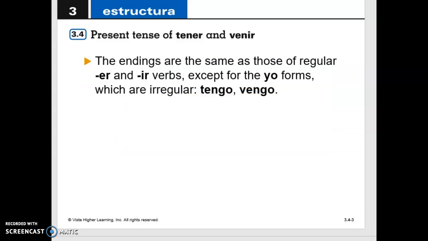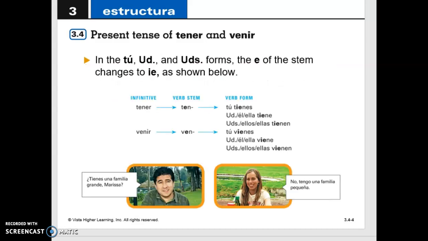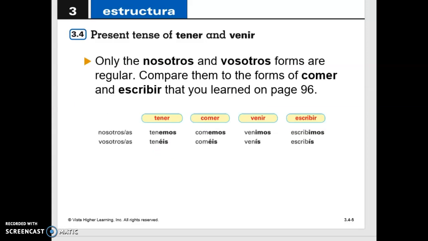Okay, so here again we're talking about how they become irregular, and instead of saying teno or veno, we have to say tengo and vengo, adding a G. We have some more examples in here and the conjugation, okay? Tener, tú tienes, ella tiene, and so on. So I really suggest you look at the conjugation of those two verbs. And finally, just a few more examples for tener, comer, venir, escribir. So we're going to see that we're keeping some of those endings as well in here.